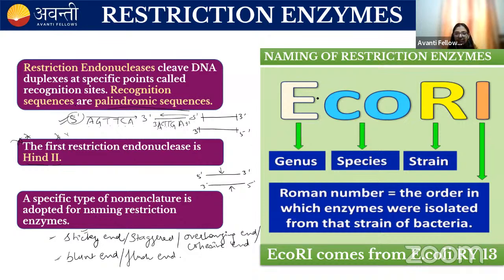And let's come to the naming of restriction enzyme. Here the example is given of E. coli. So E stands for genus, CO stands for species, R stands for strain, and I is the isolation order. Because this is the first enzyme which is isolated from the strain RY13, so it is EcoR1. So 1 is the isolation order. Here it's HinD 2. 2 is the isolation order for Hind.